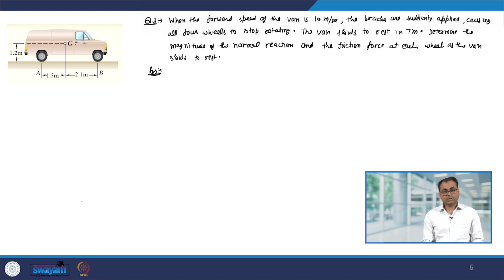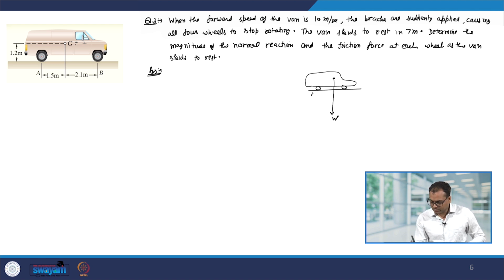Okay. So, let us look at the free body diagram. So, we have this van. It has the center of mass, so its weight is going to act downward, and at point A we will have a reaction force. So, let us say NA. Similarly, at B we have NB, and the frictional forces are going to oppose the motion.